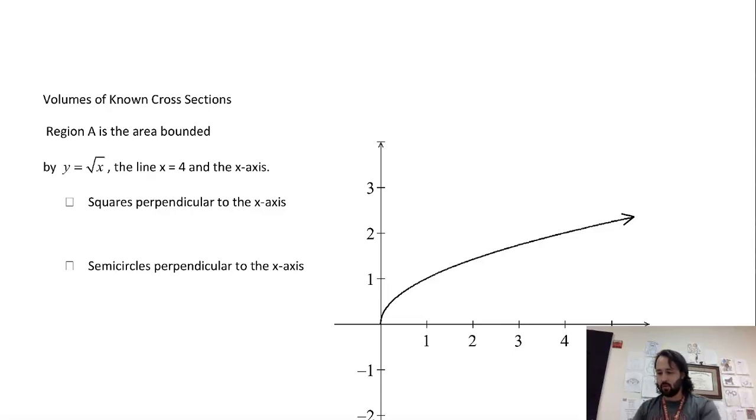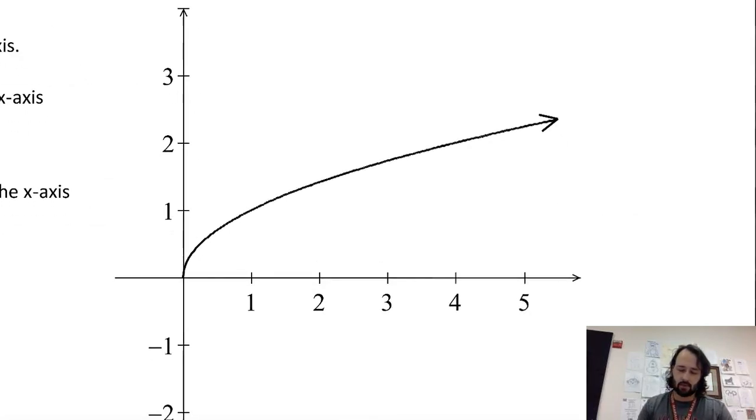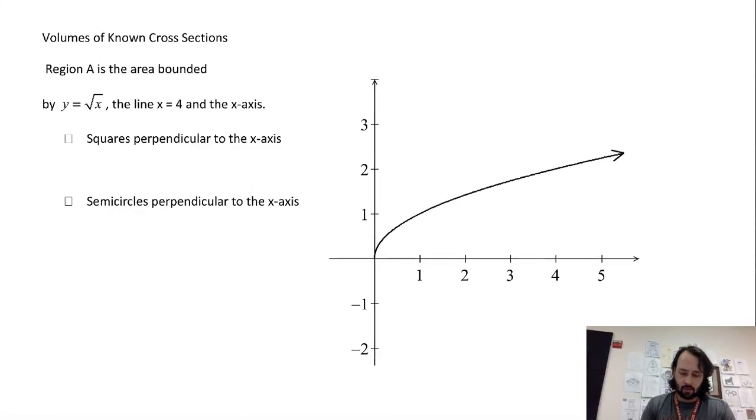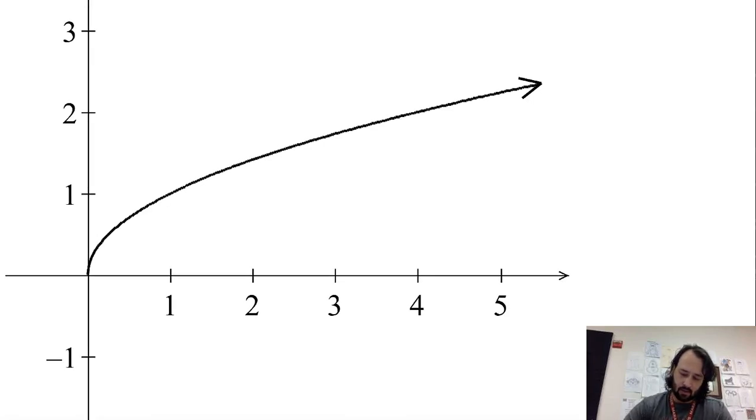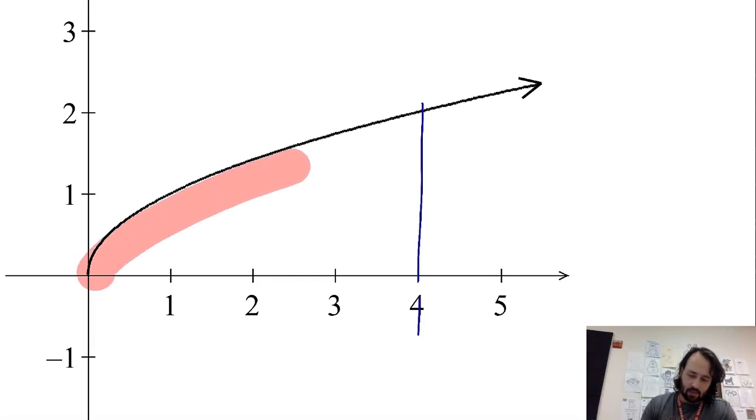In this video, we are going to be getting into volumes of known cross-sections. So, a cross-section, what that is first. Let's look at this one. Region A is bounded by root x, x equals 4, and the x-axis. So I have a line x equals 4, kind of straight up and down, and then I have the x-axis, and then region A is the area bounded by those things.